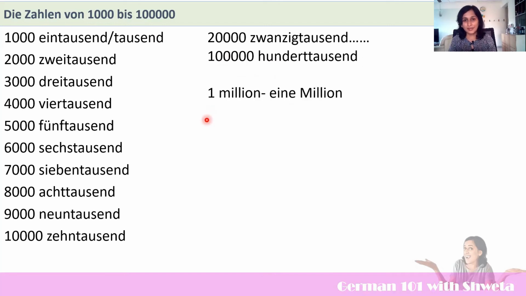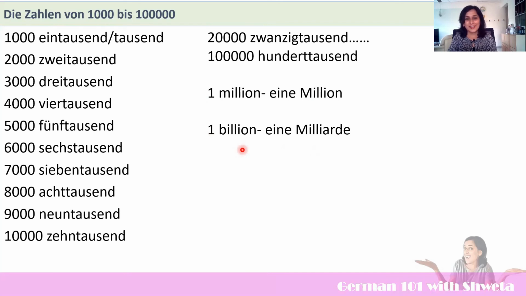After 100,000, there is eine Million. Eine Million is 1 million. If it is 2 millions, then it is 2 Millionen. Millionen is plural of million. It means millions. So 2 Millionen, 3 Millionen, 4 Millionen and so on. Then you will reach eine Milliarde. Milliarde means 1 billion.